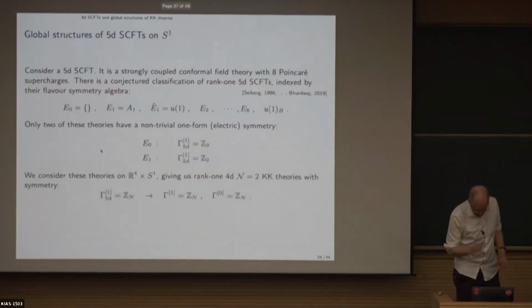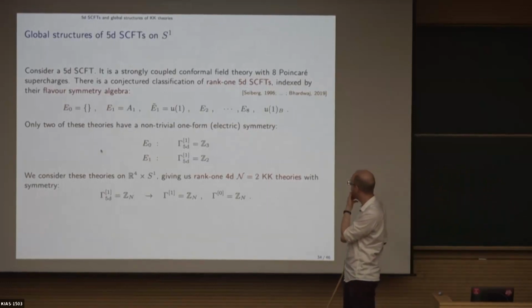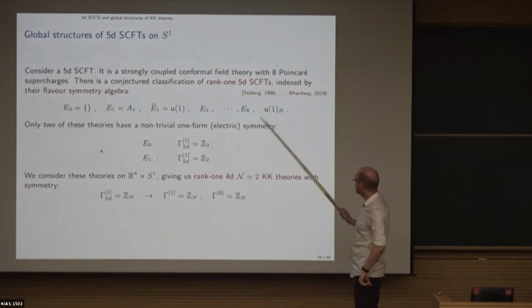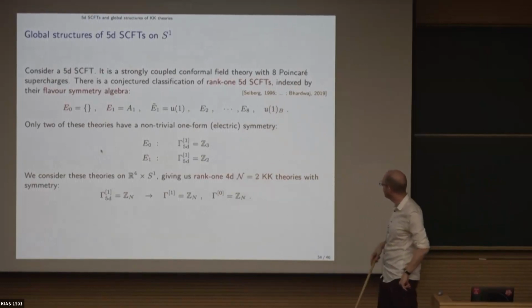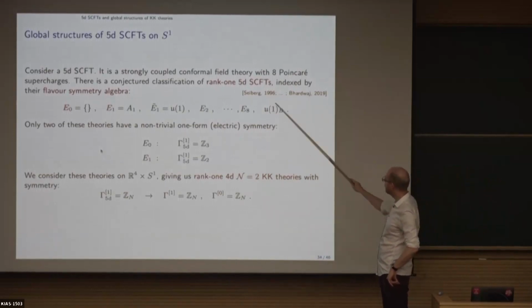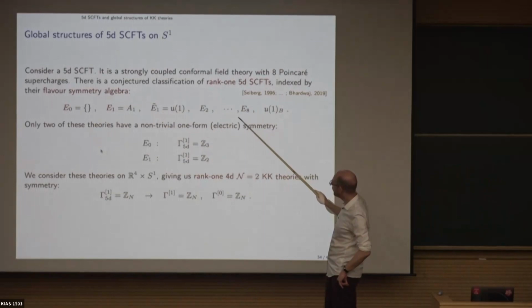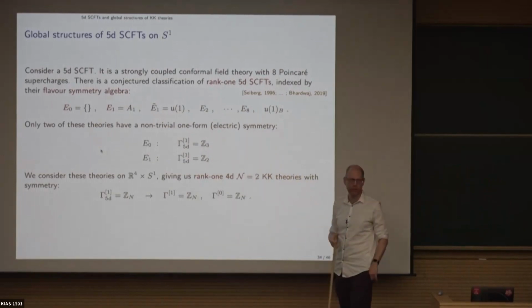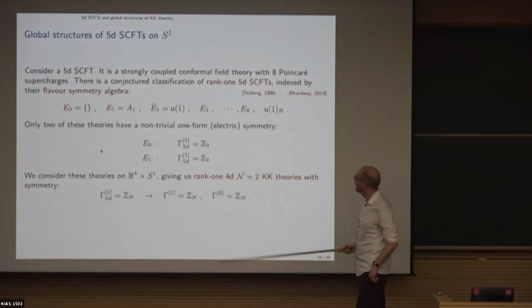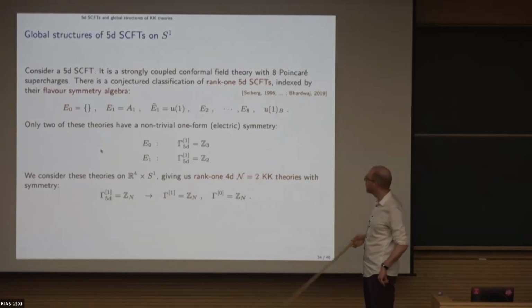All right. So the last bit of the talk will be about higher dimensional superconformal field theory. Those are strongly coupled conformal field theories with 8 supercharges in 5 dimensions. They were discovered first by Seiberg and also from string theory by Witten and others. And they've been classified, and in recent years people revisited the classification. So in the 90s, people found these 10 EN theories. The EN is the flavor symmetry algebra of those SCFTs. And then Bhardwaj found the 11th theory more recently.